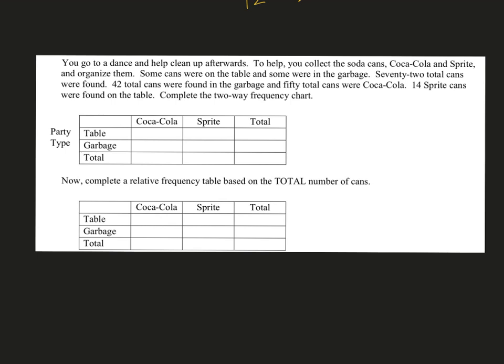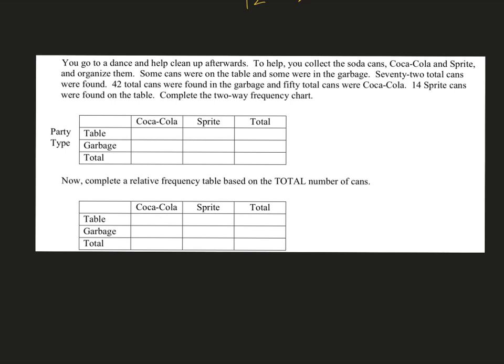It says you go to a dance to clean up afterwards. To help you collect soda cans, Coca-Cola and Sprite, and organize them. Some cans were on the table and some were in the garbage. 72 of the total cans were found. 42 were found in the garbage and 50 were Coca-Cola. 14 Sprite cans were found on the table. Complete the two-way frequency chart.